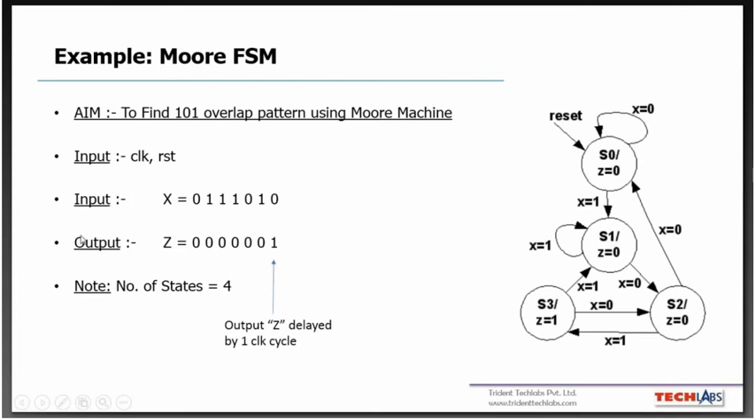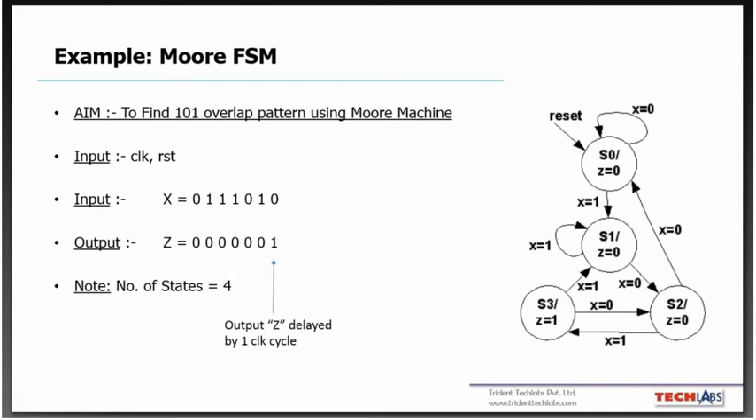After state 1, we need a 0 to come, then it will move from state 1 to state 2. But now we are getting another 1, so it will remain in the same state. Again we get one more 1, so again it stays in the same state. Then we get a 0, so it will move from state 1 to state 2. After 0, we get a 1, so it moves from state 2 to state 3. And after 1 we again get a 0, so it will go back to state 2.